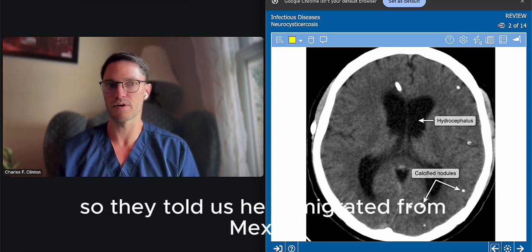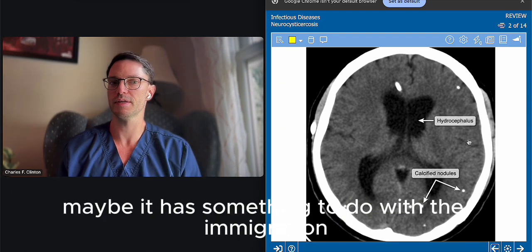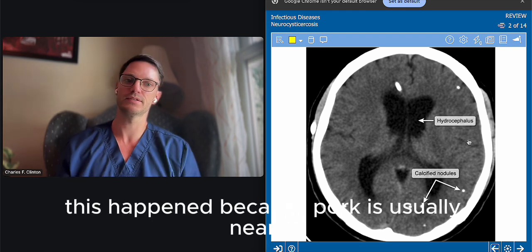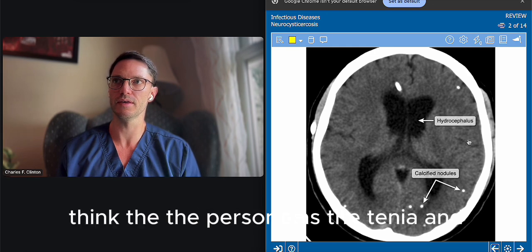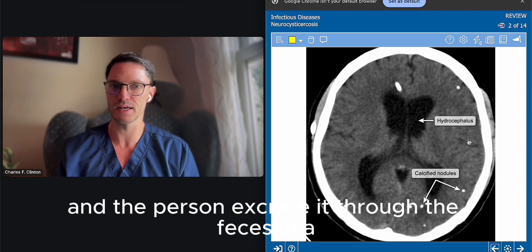So they told us he immigrated from Mexico. So whenever they tell you this patient immigrated from X, Y, Z, you have to consider, oh, maybe it has something to do with the immigration status. And well, this happened because pork is usually nearby places that have human feces. So the pork eats, I think the person has the tinea, and the person excretes it through the feces in like an immature form.